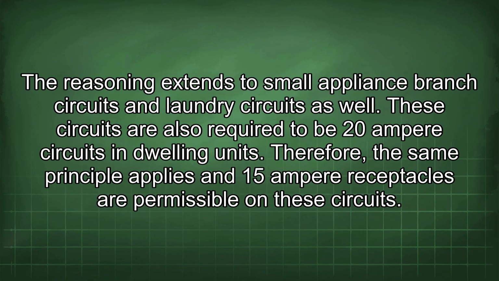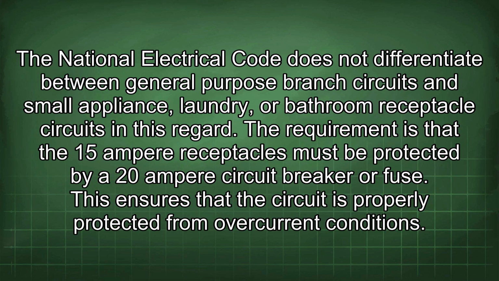The reasoning extends to small appliance branch circuits and laundry circuits as well. These circuits are also required to be 20 ampere circuits in dwelling units. Therefore, the same principle applies and 15 ampere receptacles are permissible on these circuits. The National Electrical Code does not differentiate between general-purpose branch circuits and small appliance, laundry, or bathroom receptacle circuits in this regard. The requirement is that the 15 ampere receptacles must be protected by a 20 ampere circuit breaker or fuse. This ensures that the circuit is properly protected from overcurrent conditions.